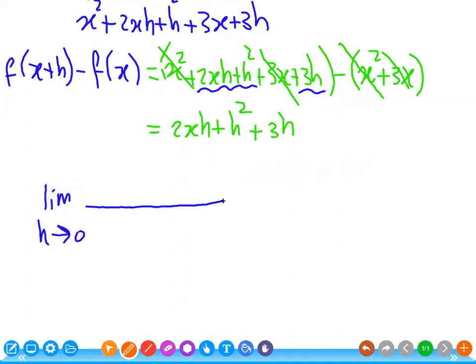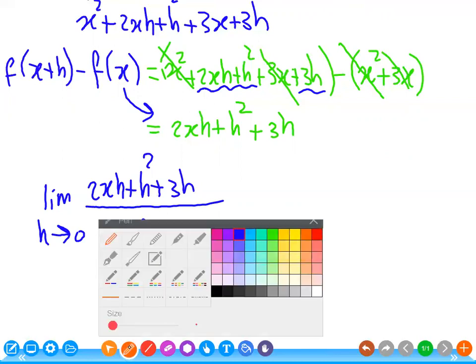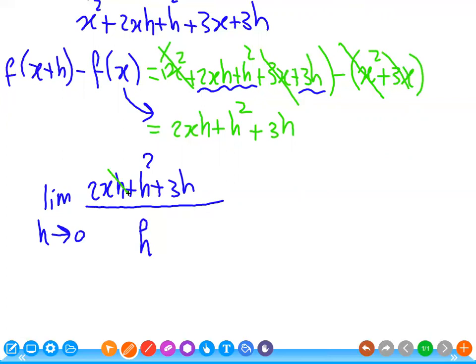Because f of x plus h minus f of x is this one. So 2xh plus h squared plus 3h all over h. Now we simplify each h we have. Now 2xh, 2x will remain. H squared with h, 1h will remain. H with h, plus 3.